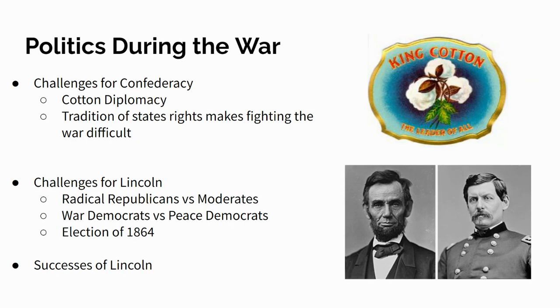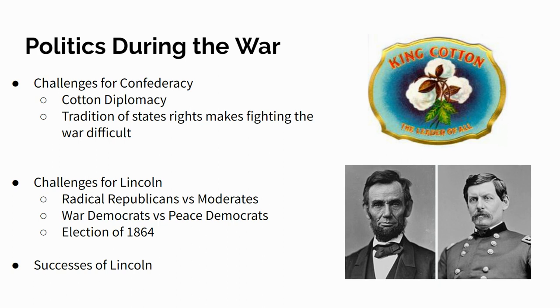Okay, so let's talk about a little bit of politics during the war, because both sides have some challenges, and eventually, obviously, the North has some successes. So what are the challenges for the South, for the Confederacy? Well, they're going to try to use something called cotton diplomacy to get other countries on their side, right? So the idea here is that obviously we know the South is a main supplier of cotton, not only for the United States, but for the entire world.